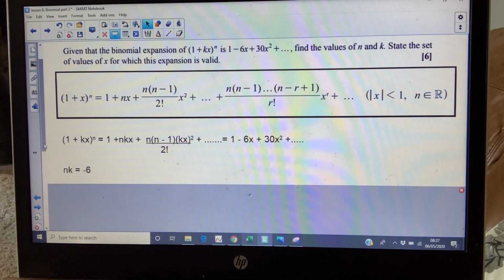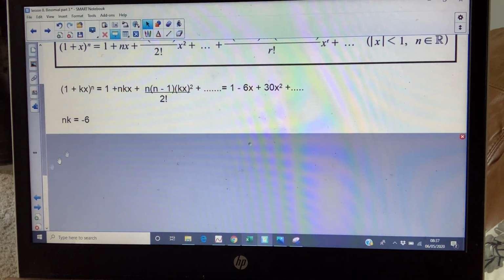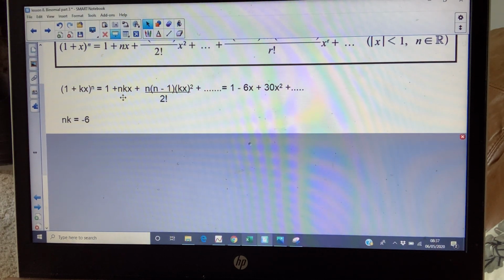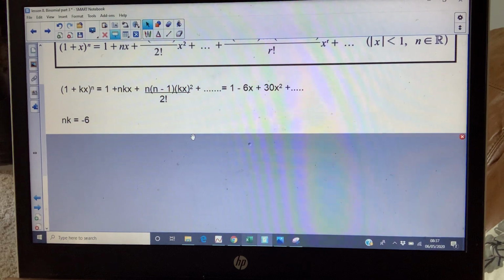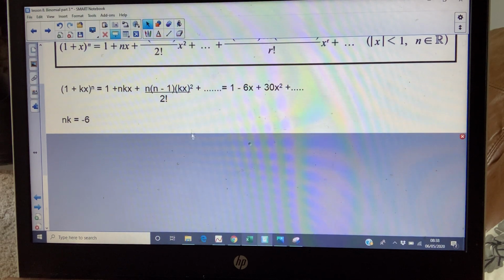Now, if I look at the coefficient of x on both sides, nk must be equal to -6. So you've obviously got 2 unknowns there. The only way you're going to be able to solve equations with 2 unknowns is you're going to need 2 of them. It's going to be some form of simultaneous equations.